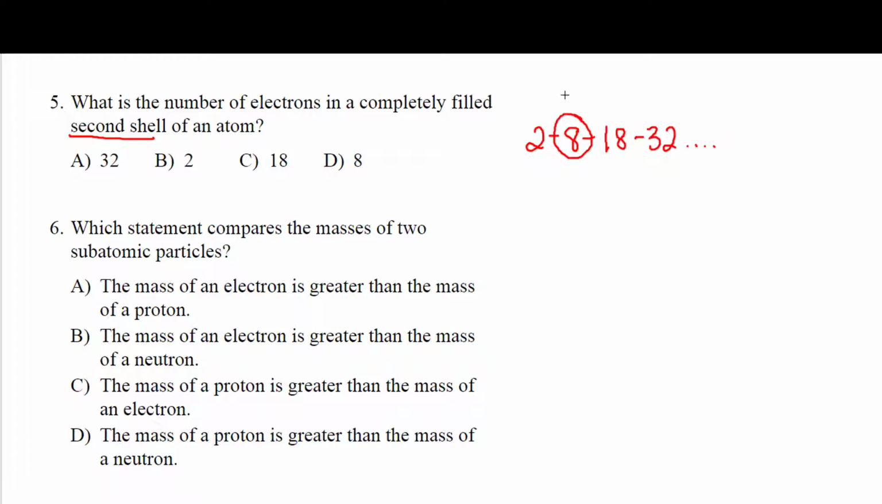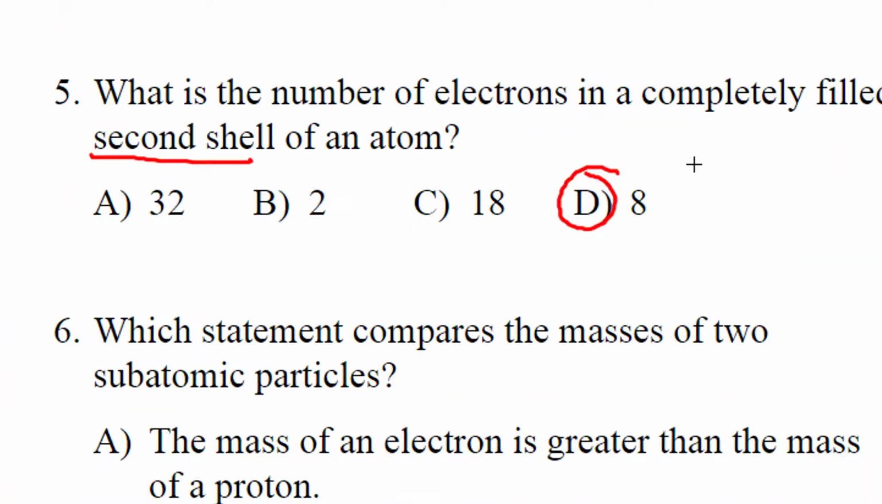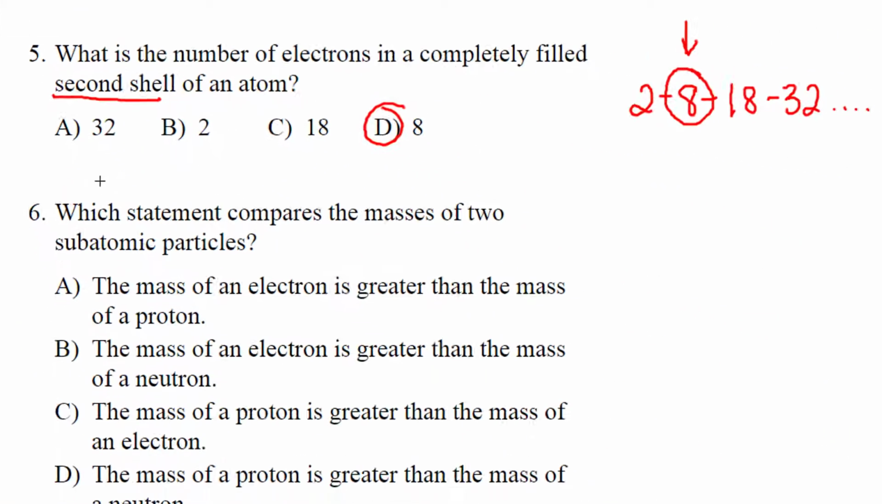If you forget this, just go to the periodic table and look at the electron configurations within the first 3 periods. You will see it is always 2-8. We can't go higher than 8 in the second shell, and thus our best answer is D. Let's go to question 6.